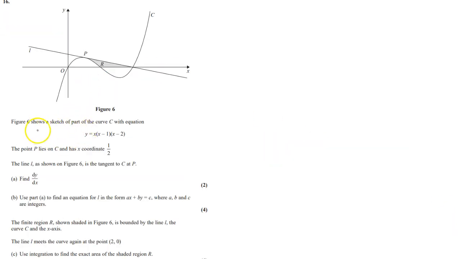Question number 16. It shows the sketch of a part of a curve C with the equation y is equal to x, x minus 1, x minus 2. With this equation we know this is 0, this is x is equal to 1 and this is x is equal to 2.